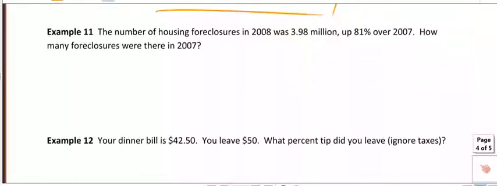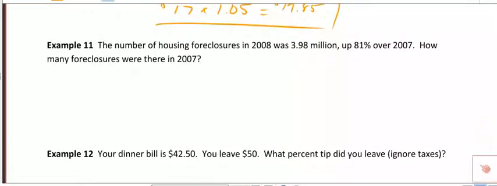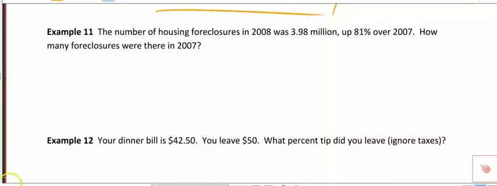Okay, read through 11. Get an idea of how you might want to solve that one. So example 11 states this. The number of housing foreclosures in 2008 was 3.98 million. This number represents the foreclosures in 2007, but up 81% over those 2007 foreclosure numbers. How many foreclosures were there in 2007?